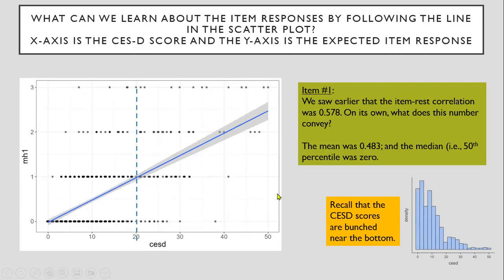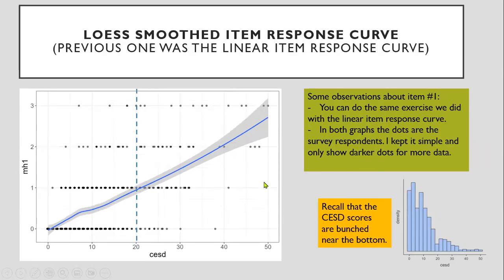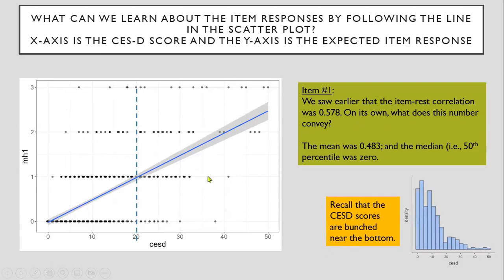This is the linear relationship there. And what this is, is what's called the lowess smooth response curve. If we go back to the linear relationship, which is really this item, not item rest, the item rest correlation is 0.578, but this is the correlation with the total score. What's interesting is that's the number, and this is the graph of that number. Assuming that it's linear, the item had a mean of 0.483, and a median, that is the 50th percentile, was actually 0. So at least half of the individuals responded 0 to this item on a 0, 1, 2, 3 scale.